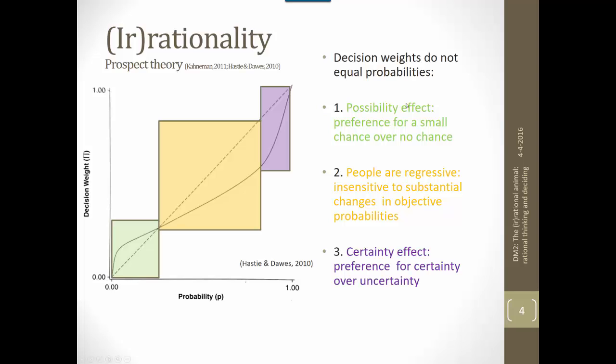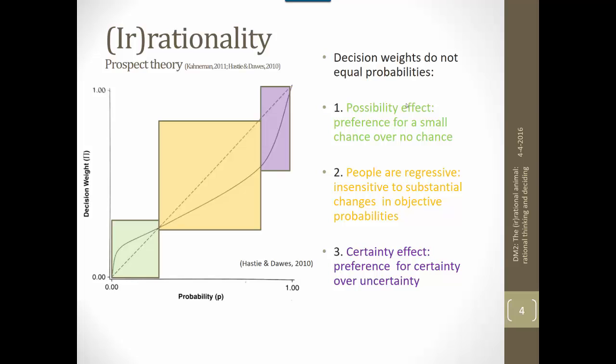And the third part is that we actually become more sensitive as the probability reaches 100%. We prefer certain winnings over some chance of losing things, for example. So we prefer a 100% chance of winning something over a 95% chance of winning something more, for example, because we prefer certainty over uncertainty.